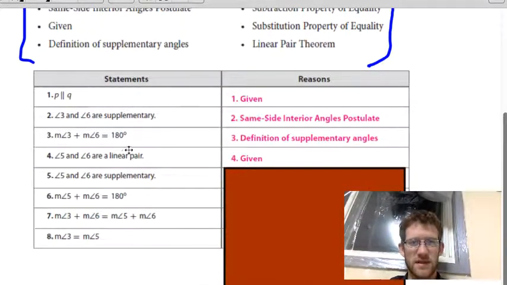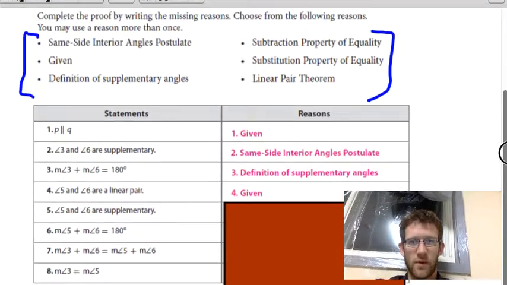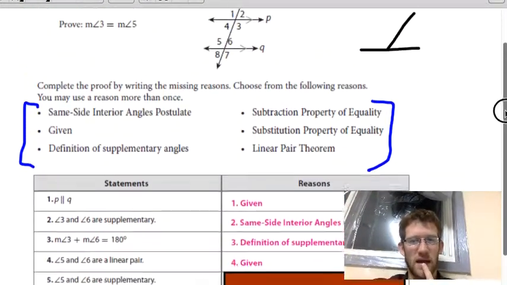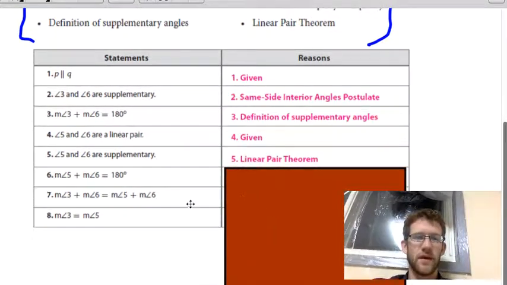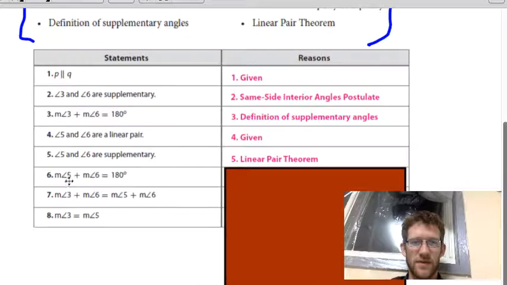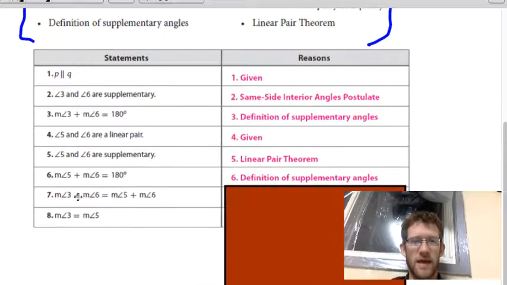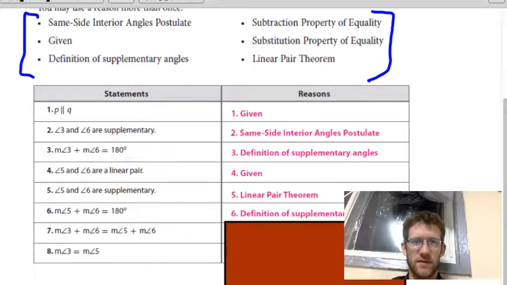It says, therefore, since these are a linear pair, angle 5 and angle 6 are supplementary. Well, we had a theorem about this, and hopefully you remember what it was called, the linear pair theorem. Finally, measure of angle 5 plus the measure of angle 6 equals 180 degrees. Again, definition of supplementary. And then we jump down here. Measure of angle 3 plus the measure of angle 6 equals the measure of angle 5 plus the measure of angle 6. I would accept two answers for this one.